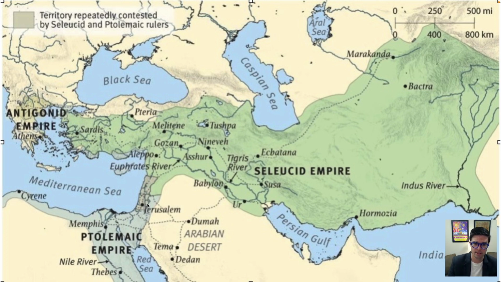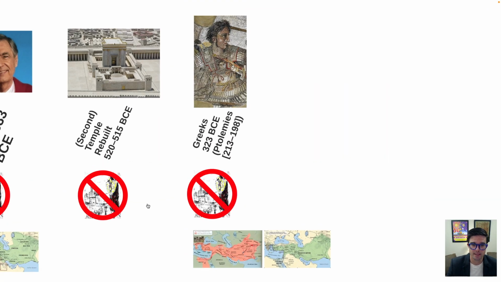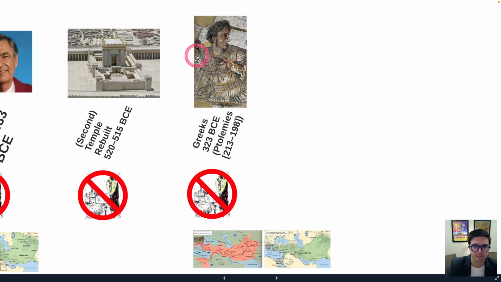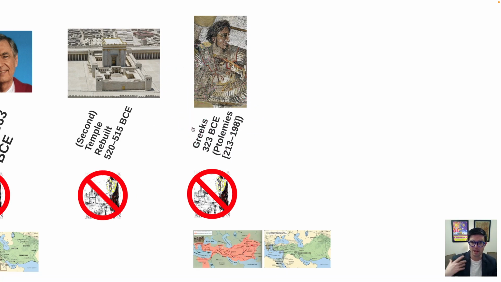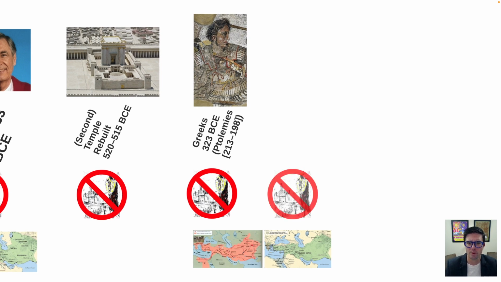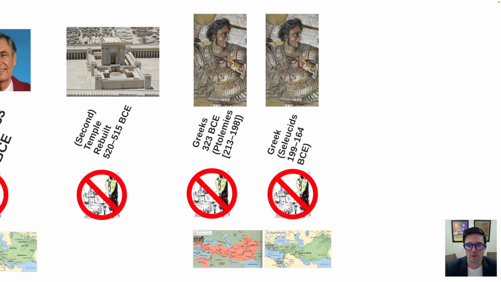Early on, it's mostly the Ptolemies, and then later on, it's mostly the Seleucids. As we said, the Greek Ptolemies really take a similar tack to the Persians. They allow the Jews to worship in their temple. They allow them to maintain their unique identity. But that changes a little bit when it comes to the Seleucids in the period of around 200 to 164 BCE. And that 164 BCE is going to be a very key date.